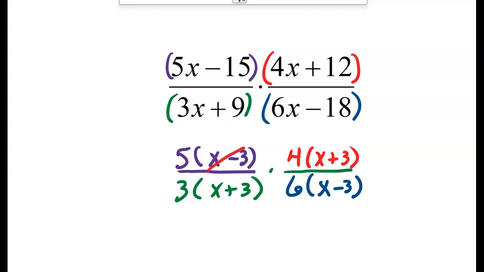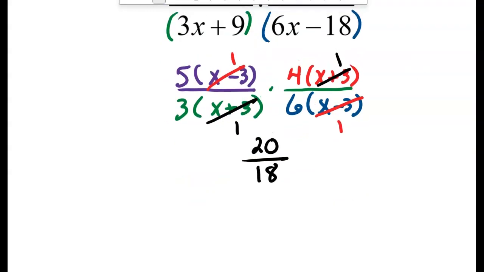Yeah, the x minus 3 goes here and here. Would you guys agree? What's our other one? The x plus 3's, those are gone. Is there anything else? No, there's nothing else, right? I can't simplify the 3 and 6 because they're both where? Denominator, right? The only way you can simplify when you're multiplying is if one's a numerator and one's a denominator. Okay, so great. So now you just multiply across. 5 times 1 times 4 times 1. What is it? 20 over 18. Oh, are we done? No.